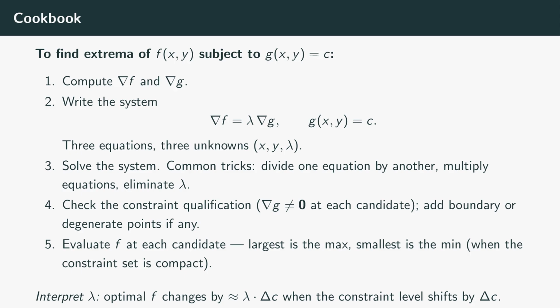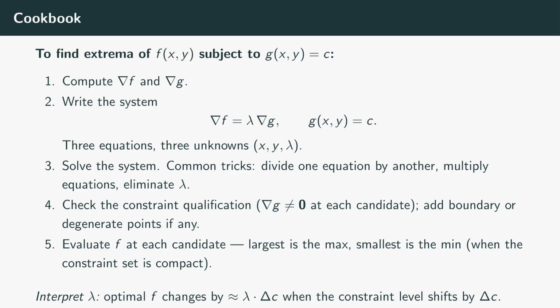Time to compress the method into a cookbook you can apply on autopilot. Step 1. Compute the two gradients, the gradient of f and the gradient of g. Step 2, write the Lagrange system. The gradient of f equals lambda times the gradient of g, which is two scalar equations, plus the constraint g equals c as a third. 3 equations, 3 unknowns, x, y, and lambda. Step 3, solve. The usual tricks: divide one equation by another to eliminate lambda in terms of x and y, multiply pairs of equations together to get something symmetric, or just brute force solve for lambda and substitute.